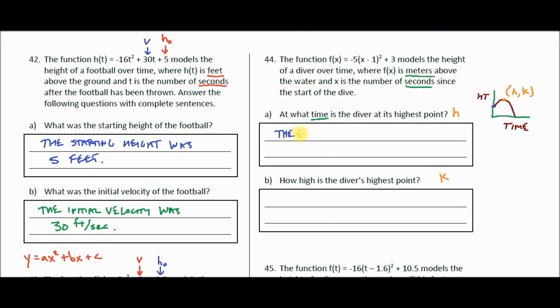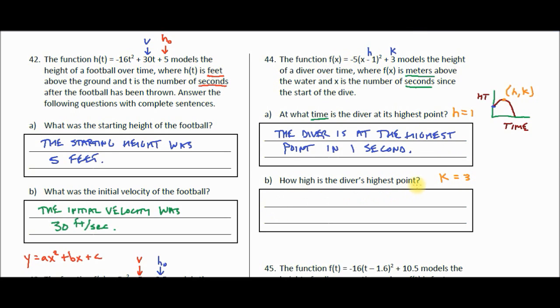The diver is at the highest point in 1 second. Oh, I failed to go back and show you that. So look, if the h value is the time, h is right here and k is right here. Remember, when you pull out h it is going to flip the sign. So in this case, h equals 1 and the k value happens to equal 3.